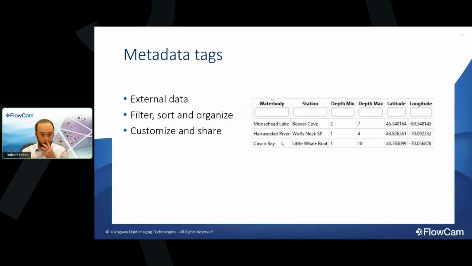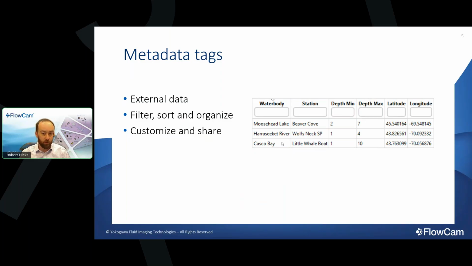Starting with metadata tags, metadata tags are a new feature that allows you to bring external data and associate it to a run. Once you've done that, you can then use these to filter, sort, and organize your data just to make it easier to get around when you have that big, long list of runs.